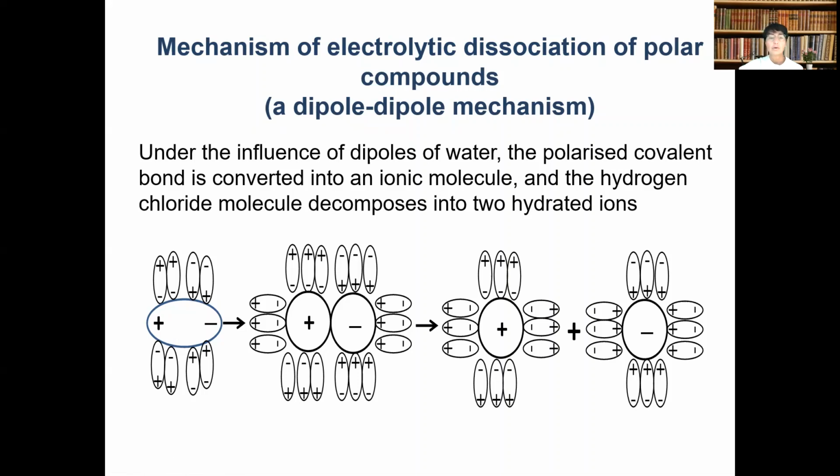The polarized covalent bond is converted, in our substance, for example hydrogen fluoride, into an ionic bond, and the hydrogen fluoride molecule decomposes into two hydrated ions. You see the hydrated cation, hydrogen cation, and the hydrated anion, fluoride anion.